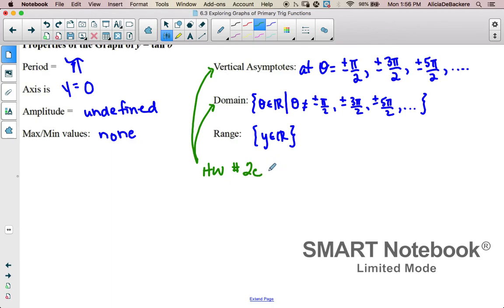But in the challenge questions, number 2C will help you come up with expressions for the vertical asymptotes and the domain that are just a little bit neater. All right, enjoy that homework, guys.